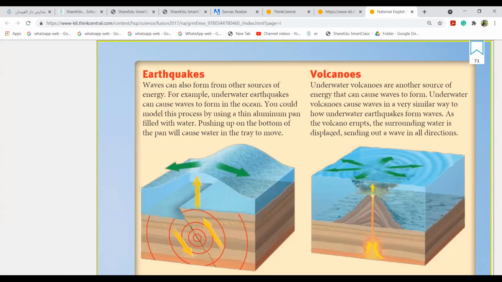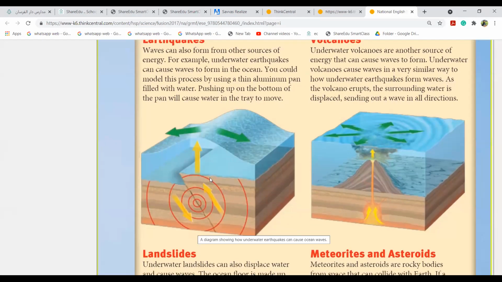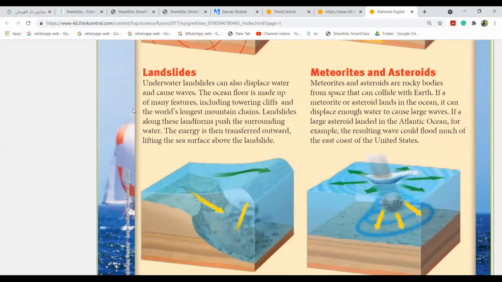The surrounding water is displaced, sending out waves in all directions. And here, it pushes up the bottom. You know, this bottom pushes up higher, and the water moves. Landslides, underwater landslides also displace water and cause waves.